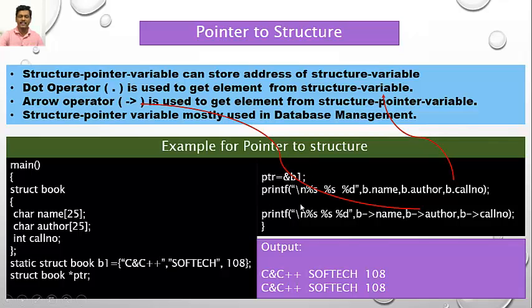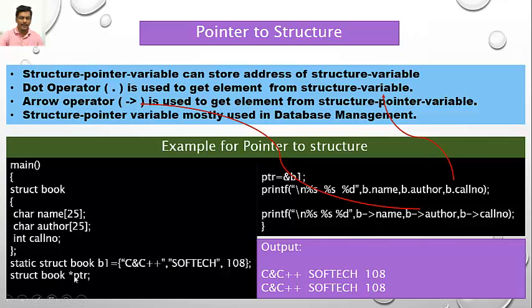So ptr is a structure pointer variable, and b1 is a structure variable. The address of a structure variable can be stored in a structure pointer variable. For example, we assume the address of b1 is 800, so that 800 is assigned to ptr.